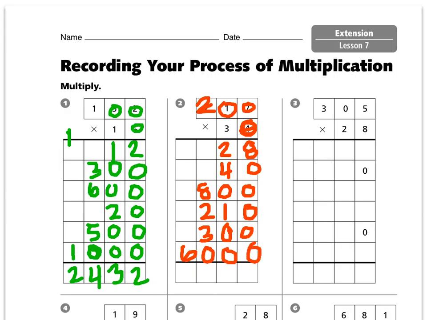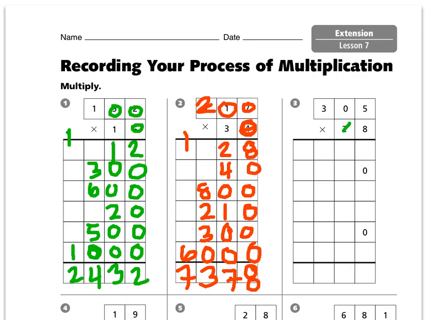Go ahead and add up. I have an 8. 2 plus 4 is 6, plus 1 is 7. I have 8 plus 2 is 10, plus 3 more is 13. Carry the 1. 1 plus 6 is 7. So I have 7,378. We do the same thing for number 3.